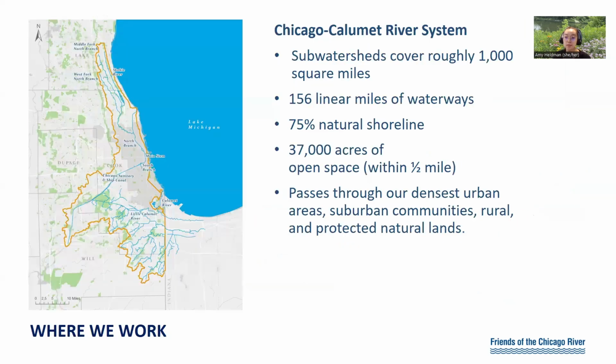And our work area at Friends is we work throughout the Chicago-Calumet River system and the watersheds that span this geography. So you can read some of the stats on the screen here. But as you'll see, the tool itself, the boundary is a little bit more encompassing and has a broader boundary than what we work in as Friends.